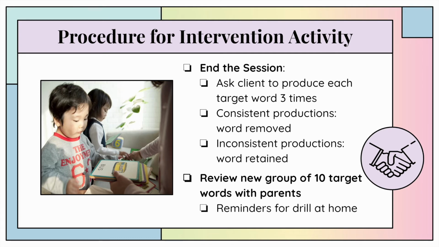Now, to wrap up the sessions, you will ask the client to produce each target word 3 times now that the session is over. Go through the list, pull out each word one at a time, and ask the client to say it 3 times. If they have 3 consistent productions of the word without fail, that word can be removed from the set. If they're still having inconsistent productions of the word, then the word is retained. Afterwards, you will select new words to replace those, so new words from that list of 50 to 70 to replace the ones that they completed.